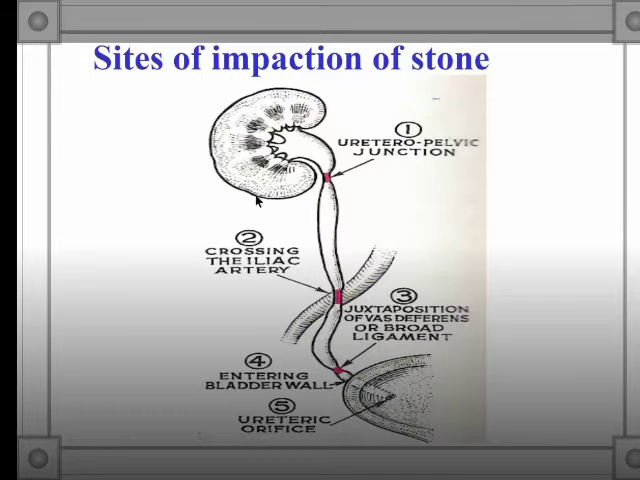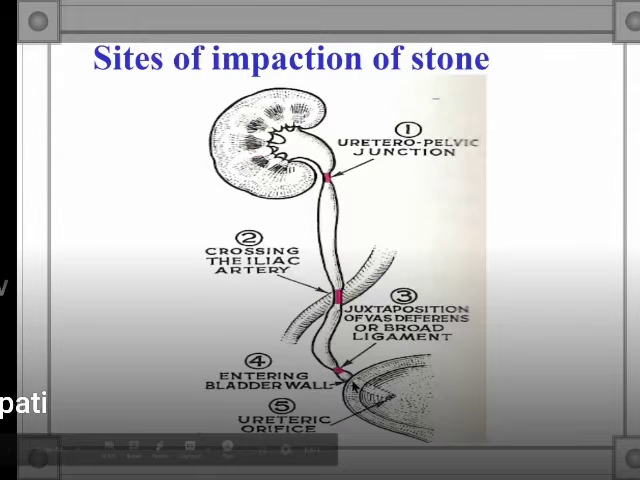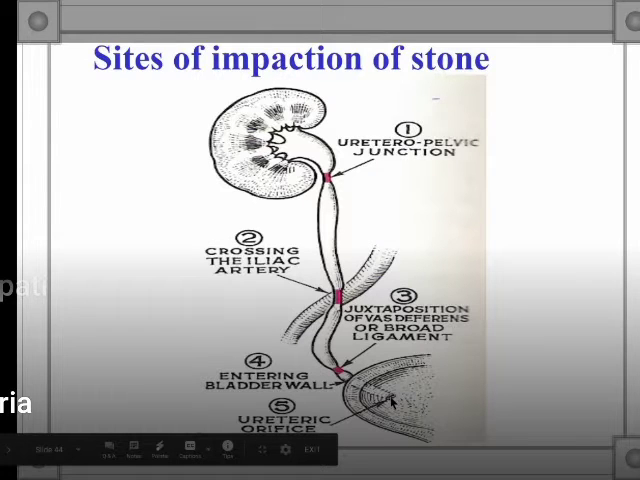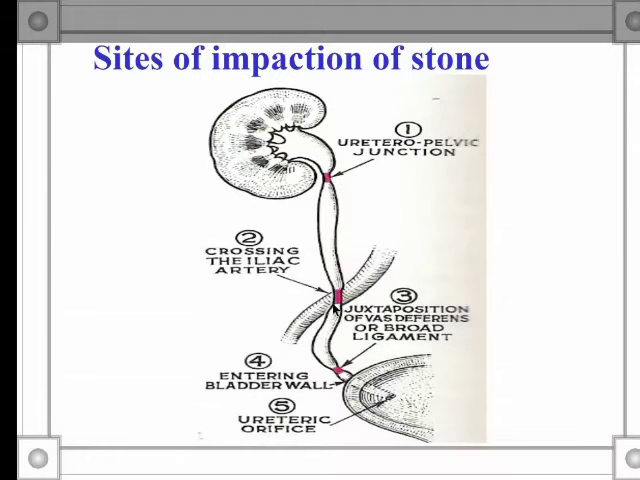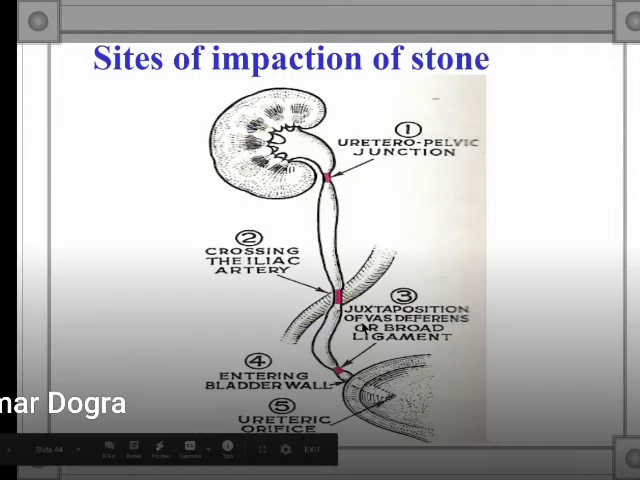So this is from your book. This is the kidney, a diagrammatic representation, the renal parenchyma. These are the calyces, pyramids, and these are the calyces. This is the renal pelvis, the pelvic junction, the ureter, and then it is entering into the urinary bladder. So this is the ureteric orifice. There are 5 sites where these stones can get impacted once they have crossed this renal pelvis.